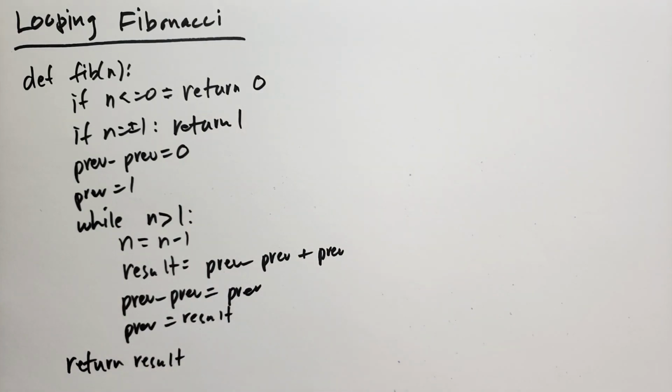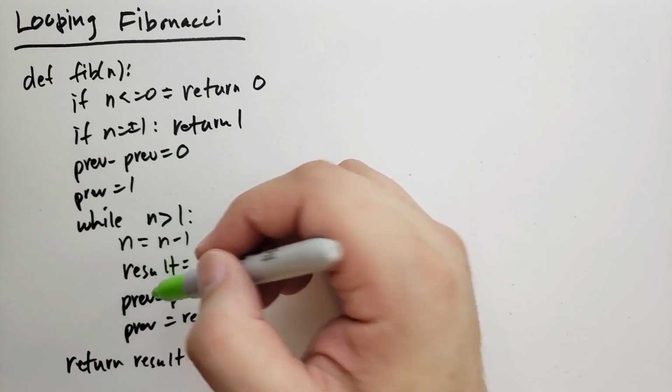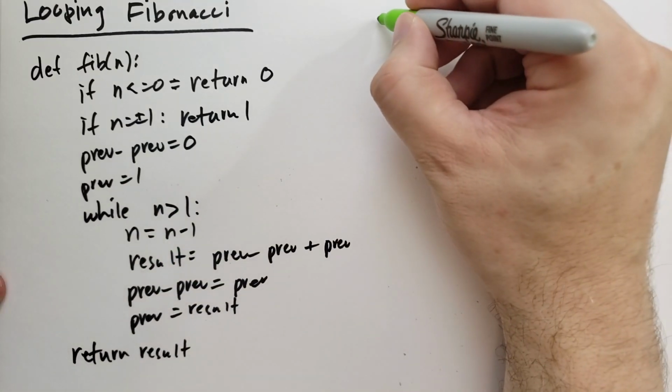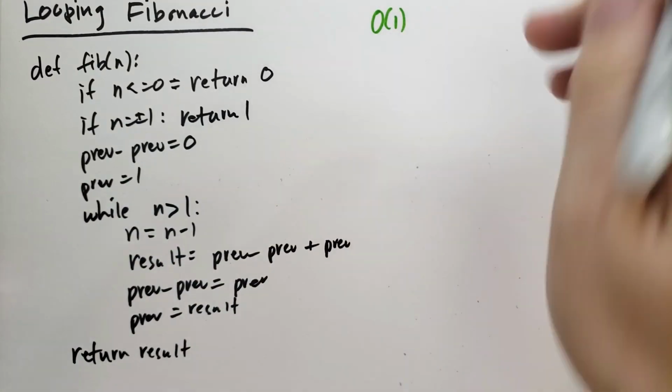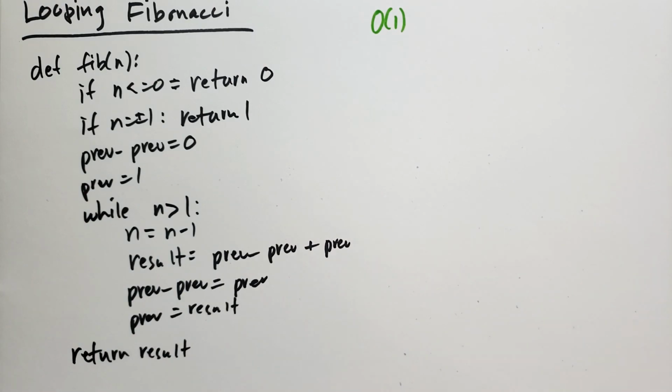In terms of memory, this is rather easy. We only have 1, 2, 3 variables that we ever use. And so the memory for this function is just order 1, which is much better than order n. It uses much less memory. Whether we're calculating 1,000 terms or just one term, we're going to use the same amount of memory.